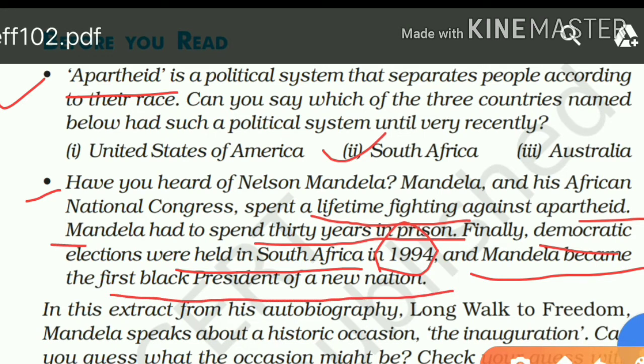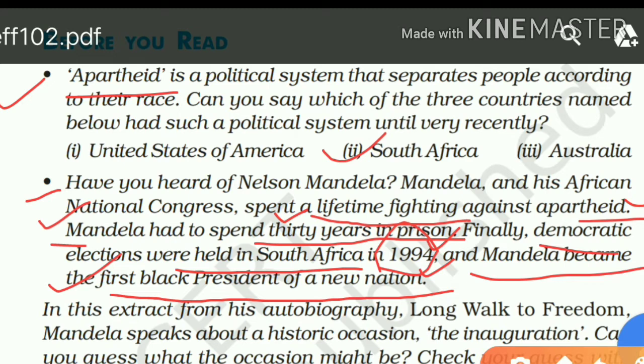So here it is told that Nelson Mandela and his African National Congress, fine, fought against apartheid. And Mandela, for that he had to spend 30 years in prison. And finally, in 1994, democratic elections were held. Fine. And then Mandela became the first black president of a new nation. He was the first black president of South Africa. Fine. And when did the election take place? In the year 1994. These things are very important to know the chapter more deeply.